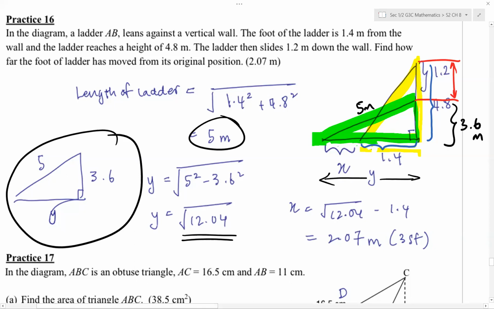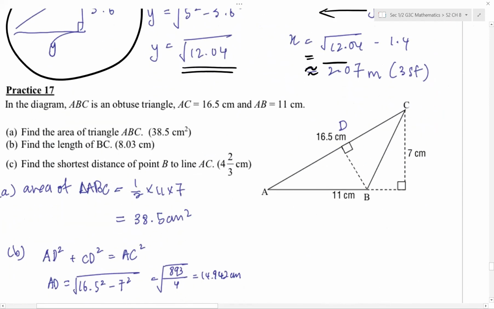So it has this exact value of square root 12.04. This distance 12.04. Then to find out how much extra it was, we just take away the original distance of 1.4, get the value, and round off. So that's the situation over here. Any questions? Okay. Practice 17.